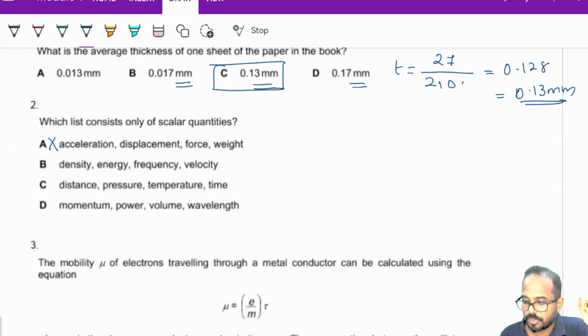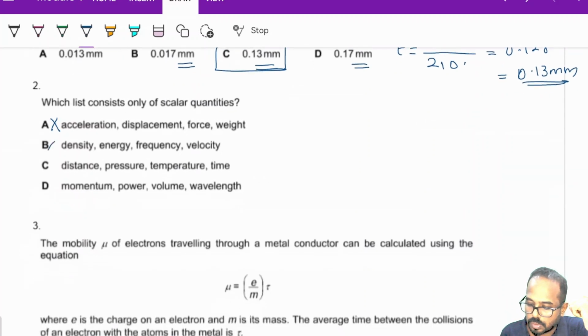So this is wrong. Density, scalar, right? There is no direction. Mass per unit volume. Energy, work and energy, a scalar quantity. Frequency, number of oscillations per second, right? Per second, it doesn't have any direction. So this is also a scalar quantity, but velocity with the direction, right? Speed with the direction is velocity. So this is a vector quantity. So this list is also not possible.